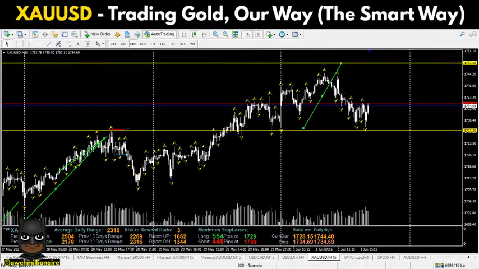Any reason for your long on Bitcoin? Yeah, support and resistance, horizontal support and resistance, break and retest of resistance. I mean, very, very simple. Let's see if I can show you my support and resistance levels on my chart. Bitcoin doing very well right now.